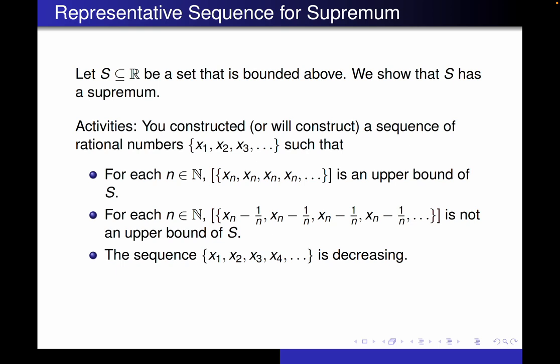And finally, the regular sequence x1, x2, x3, x4 that represents our real number is a decreasing sequence. We definitely proved all those in number 1 of the activities, or you will prove those. Our claim is that x, which is the number that is represented by that sequence, is the supremum of S. But of course, I said sequence, I didn't say Cauchy sequence. We haven't quite proven that that is a Cauchy sequence. So that is one detail that we're going to have to take care of.